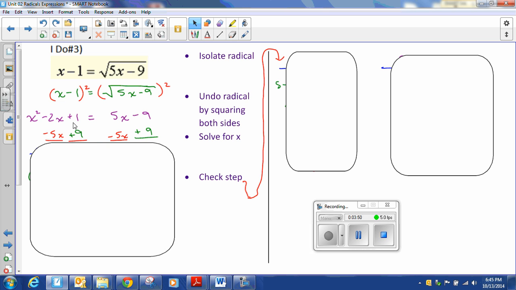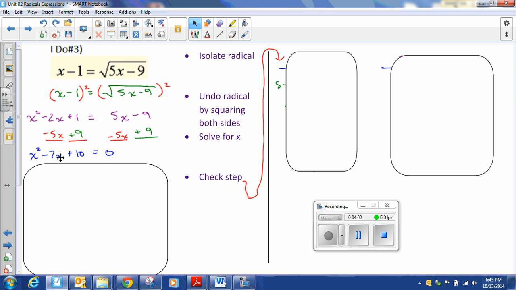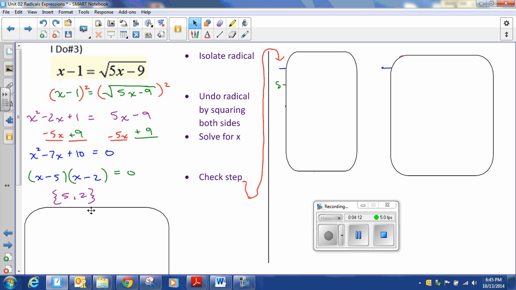So now we are going to solve a quadratic. Every time you see an x squared, you should recognize this as a quadratic. Subtract 5x from both sides, add 9 to both sides, we end up with this quadratic equation. X squared minus 7x plus 10 equals 0. This is factorable. X minus 5 times x minus 2. So our solution set is 5 and 2.